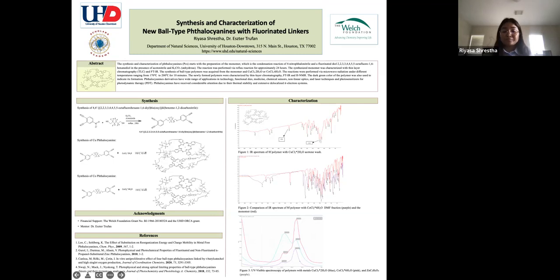The intensity of these peaks depends on the purity and concentration of the ball-type phthalocyanine used for the spectrum. In the future, I will be purifying my sample more and trying to consume the monomer. I'll also try to grow a single crystal to check if the structure I got is correct or not. That is the overview of my research.